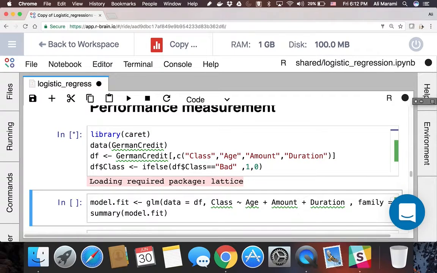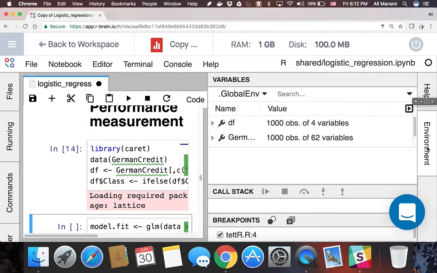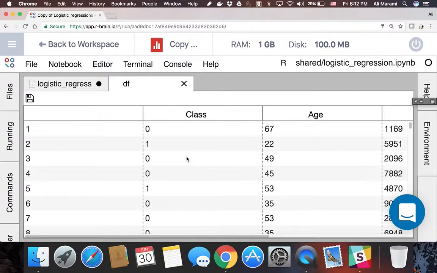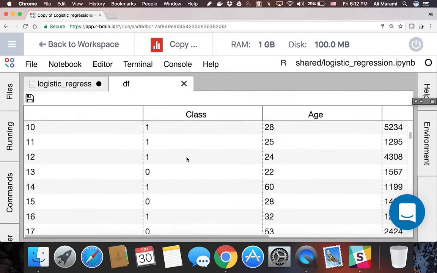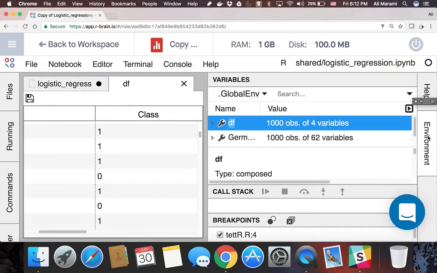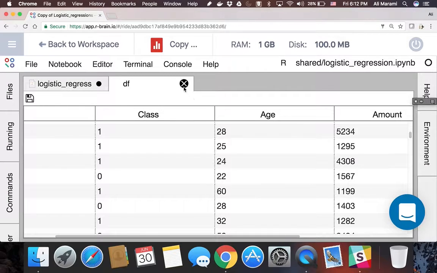So let's call our dataset. When you look at our data frame here, you see that we have class 0, 1, 1, 0, 1, age, amount, duration, and based on what is reported here, we have 1,000 observations in our dataset.